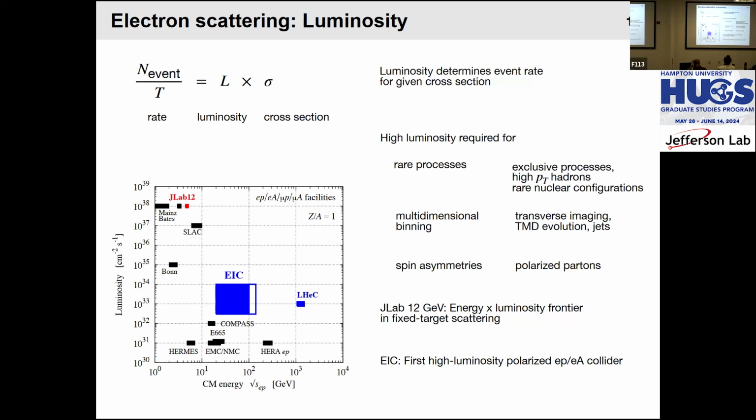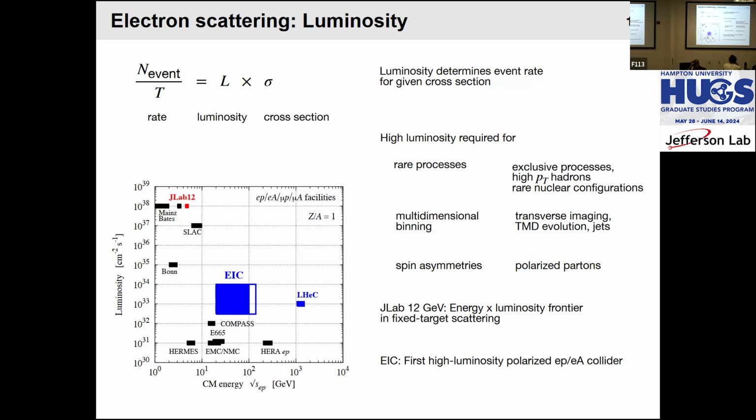We also need high luminosity for measuring spin asymmetries. We saw on the previous slide that what we measure is a spin difference of cross sections. Usually those spin differences are maybe a few percent of the total cross section. So we actually kill a lot of our statistics by taking the spin differences. And so luminosity is really very critical.